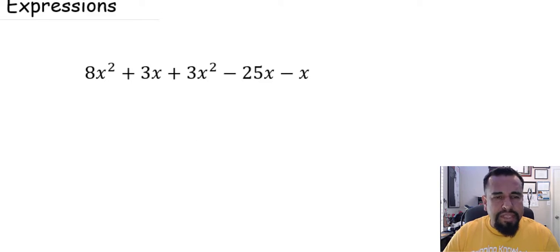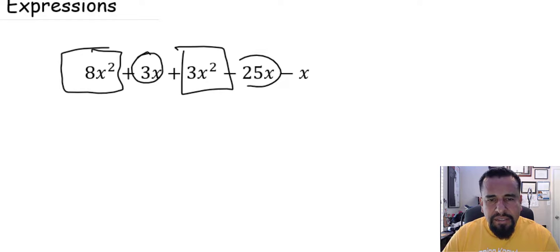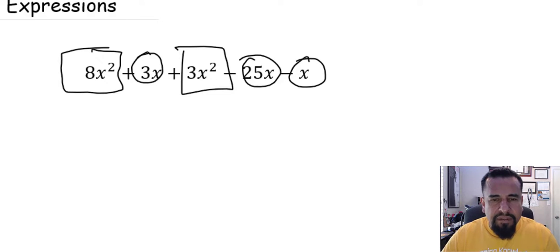Just for demonstration purposes, I'm going to go ahead and write the boxes around the common terms right there. And that's it. No more x squares. And these are my x's right there. Okay, just have to remember that this is a negative 25x because I made it look like a plus.